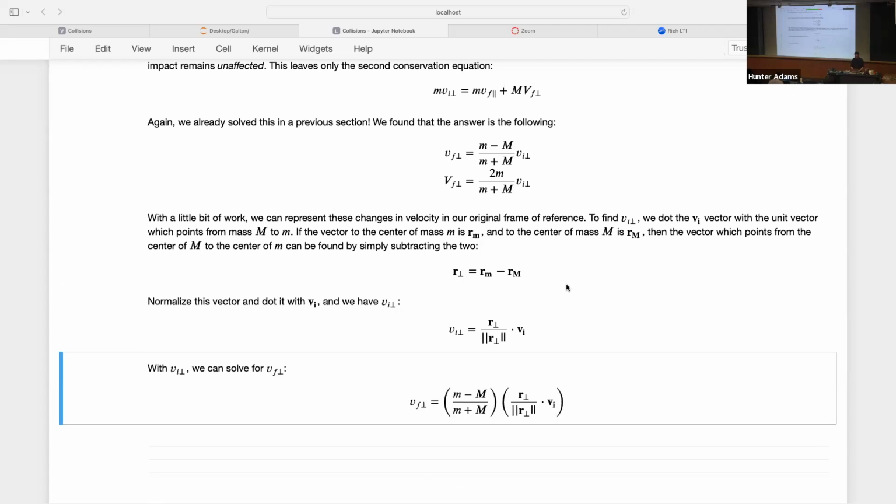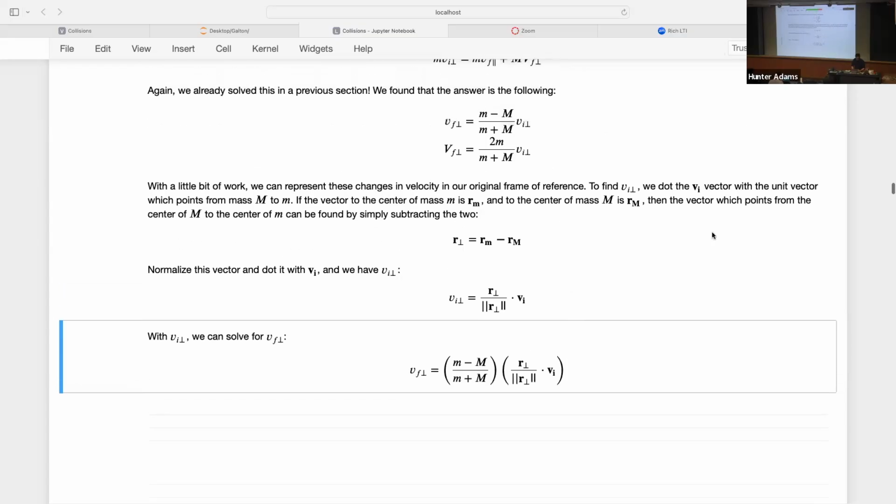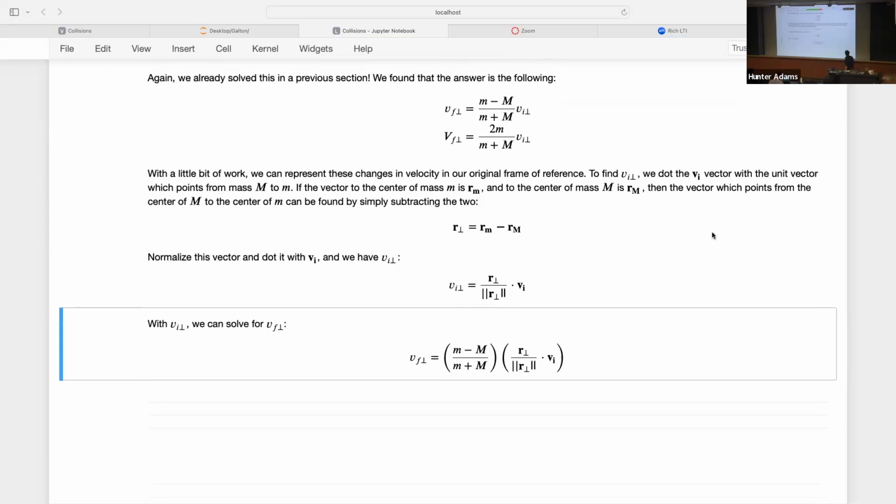So we're just translating our solution back. And so we can substitute that back into our expression here. So we solved for v initial in the perpendicular direction from our original table coordinates, and substituting back in, we end up with this final expression. And likewise for the other one.